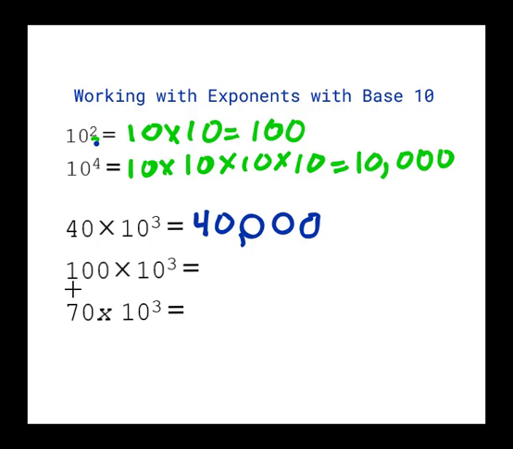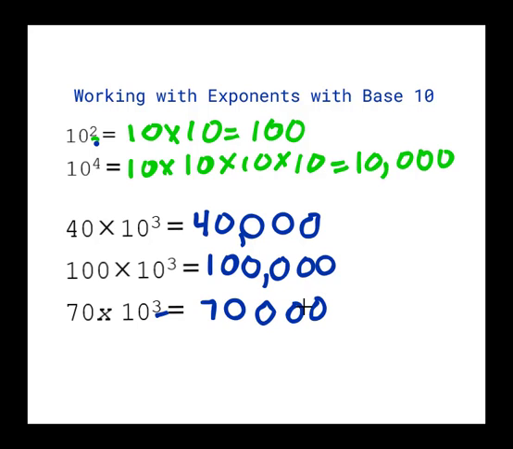In the next problem, I have 100 times 10 to the third power. 1 times 100 is 100. And then 10 to the third power is 1,000, so I have 3 zeros. So 100 times 10 to the third power is 100,000. 70 times 10 to the third power, 1 times 70 is 70. And then that exponent is going to follow the same pattern. We're going to add 3 zeros to the end, and I end up with 70,000.